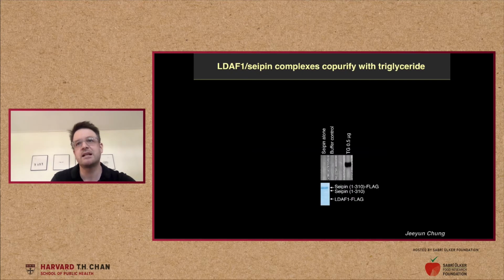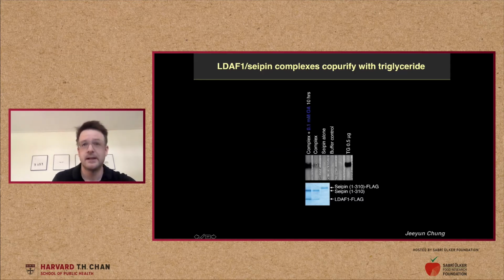And what was really exciting to us is that when we purified sapin alone, we found no associated triglyceride, which was a little bit of a dent in our model that it would be involved in the initial steps of droplet formation. But as we started purifying the complex between the two proteins, we could see on a TLC that there was triglyceride associated with this complex. And this could be greatly increased if at the same time we induce droplet formation by including fatty acids in the media.